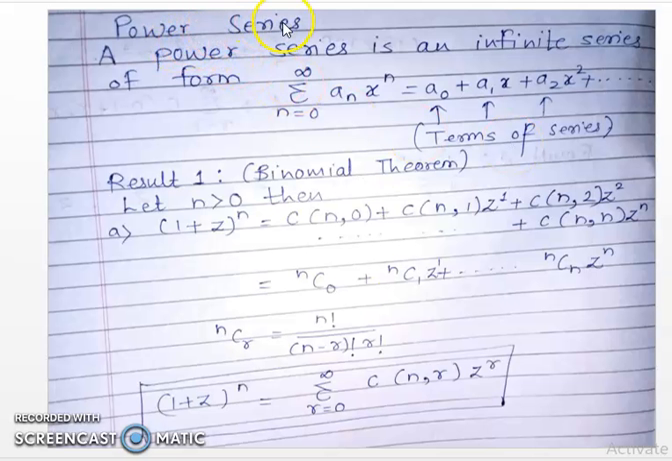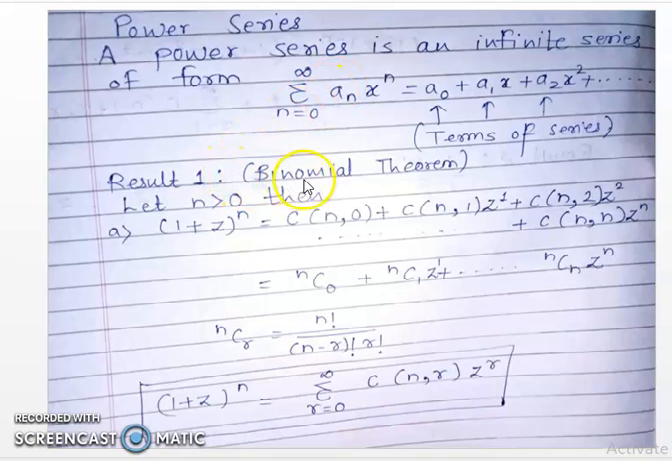Next concept is power series. So what is a power series? A power series is an infinite series of the form a0, a1, a2 up to n terms. That is, the power series of a_n x^n is equal to a0 plus a1 x plus a2 x squared plus a3 x cubed, and so on up to infinite terms. These a0, a1, a2, a3 are the terms of the series, and this equation is called the generating function for the power series of a_n.